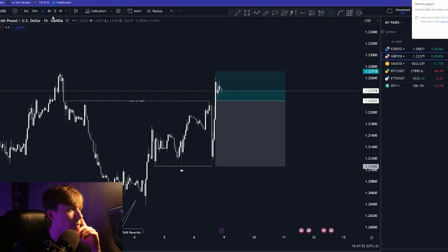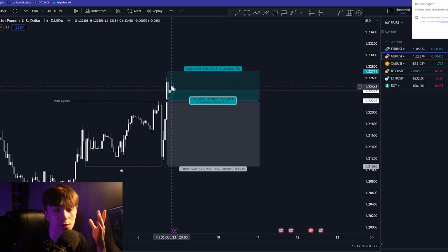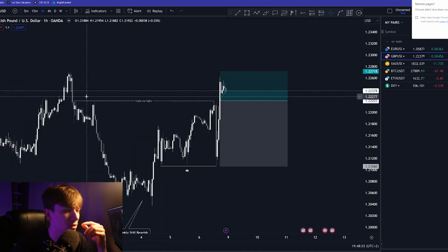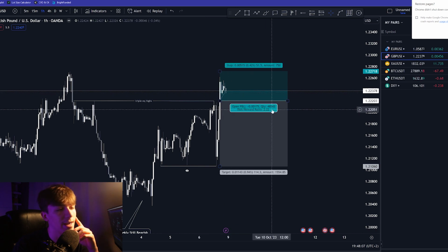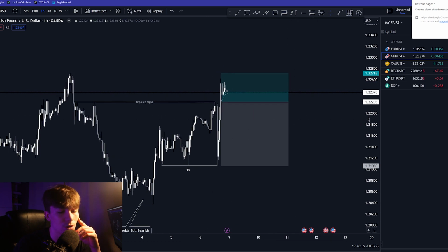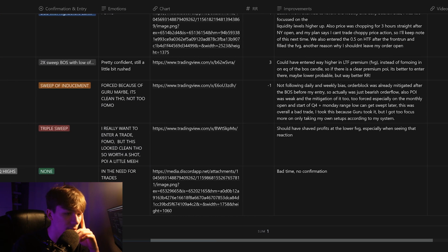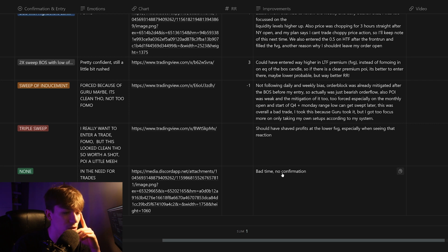But maybe this was a bad trade because, first of all, this was a limit. I didn't wait for confirmations. I just wanted to be in a good trade, and I forced this one as a limit because I thought the draw on liquidity was clear and the POI also. But I can't trade based on limits, especially after New York session at a bad time. If you look at my notes, I said bad time, no confirmation, so I can't set limits.